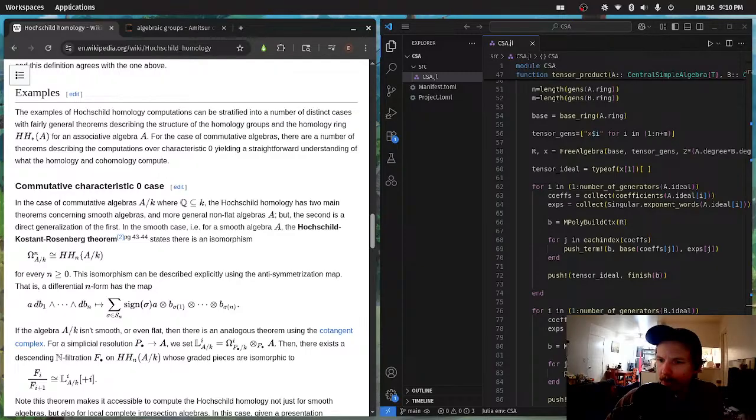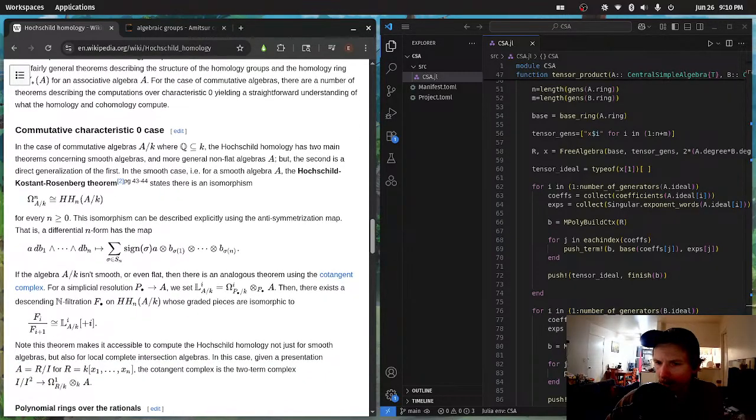In the smooth case, for smooth algebra A, the Hochschild-Kostant-Rosenberg theorem states that there's an isomorphism between Hochschild homology of the algebra and the nth sheaf of differentials.